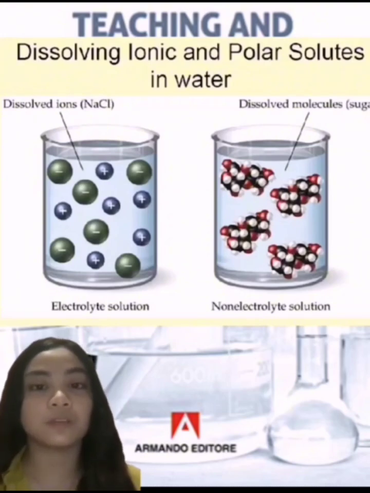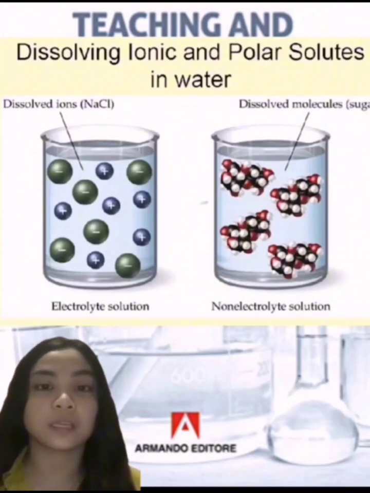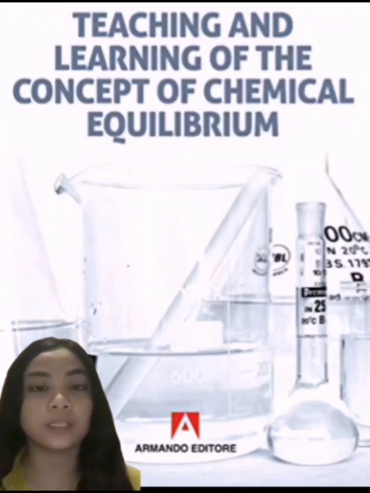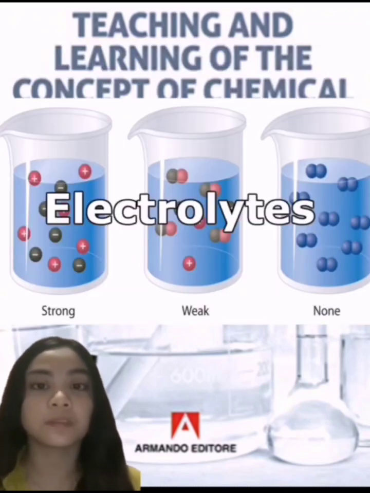The classification of electrolytes is based on the extent of ionization or dissociation in solution. Strong electrolytes completely dissociate into ions. Weak electrolytes partially dissociate, and non-electrolytes do not dissociate at all.